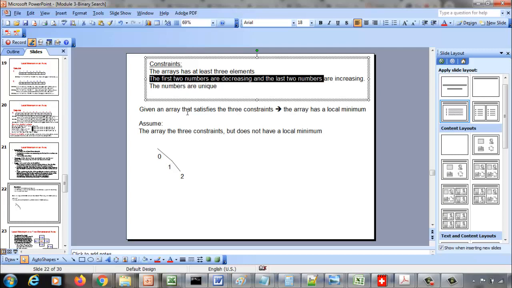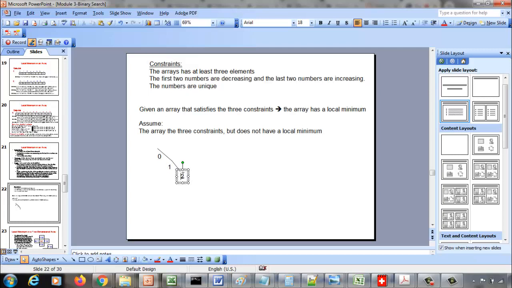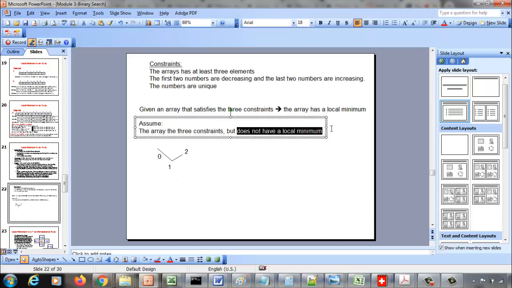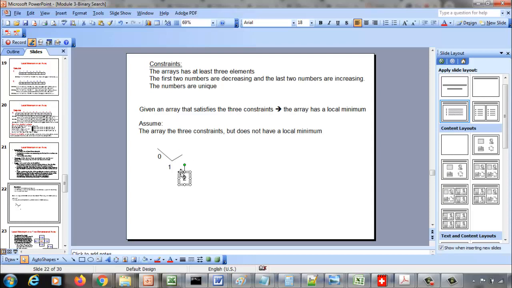All elements are unique. So we need to decide about the element at index 2, whether it be less than the element at index 1 or greater than the element at index 1. So that's what we have to decide. If the element at index 2 is greater than the element at index 1, then the element at index 1 will be a local minimum according to our definition of local minimum. But we want to maintain the assumption that the array does not have a local minimum. So that means the element at index 2 has to be less than the element at index 1.